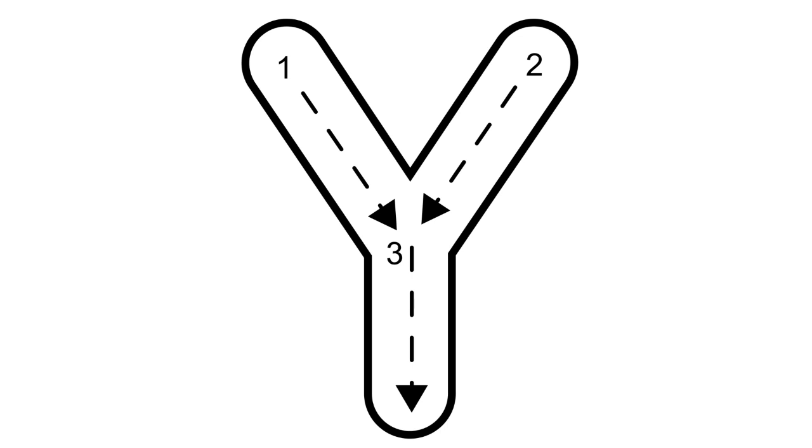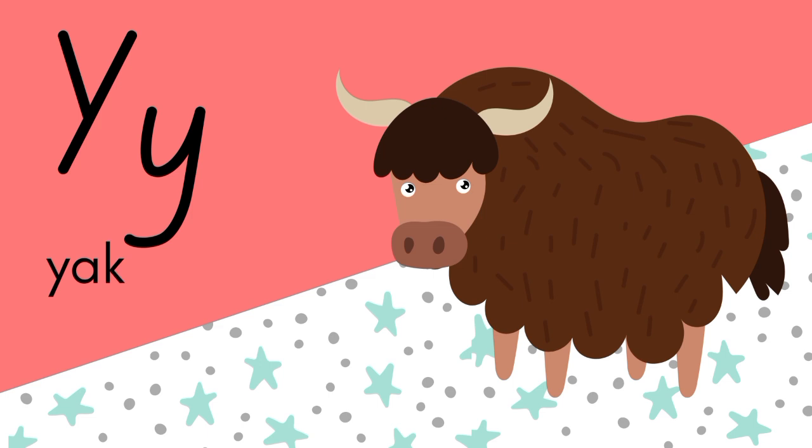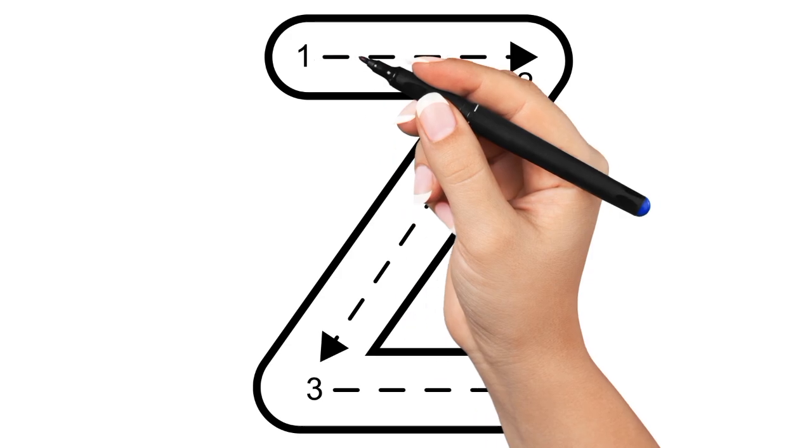1. Draw a half diagonal line. 2. Make the same diagonal line from the opposite side. 3. Now draw another diagonal line attaching both lines. Yes! It's Y. And Y is for yak.